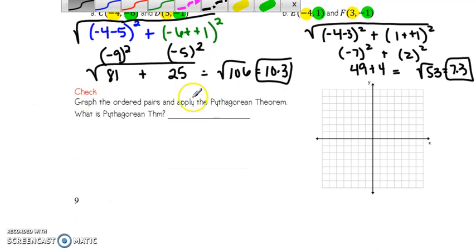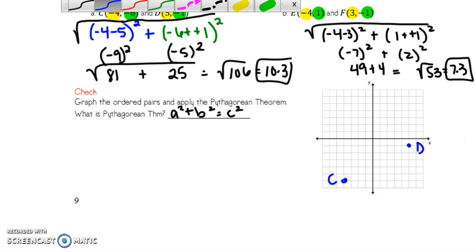Now we can check graphically with the Pythagorean theorem. What is the Pythagorean theorem? Well, we just got done using that: a squared plus b squared equals c squared. I'm just going to do this first example, plotting C and D on my coordinate plane. So -4, -6, and there's C, and then D is over here at 5, -1.